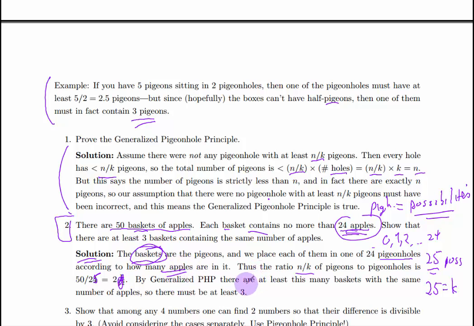Okay? By the generalized pigeonhole principle, there are at least this many baskets with the same number of apples, so there must be at least 3.